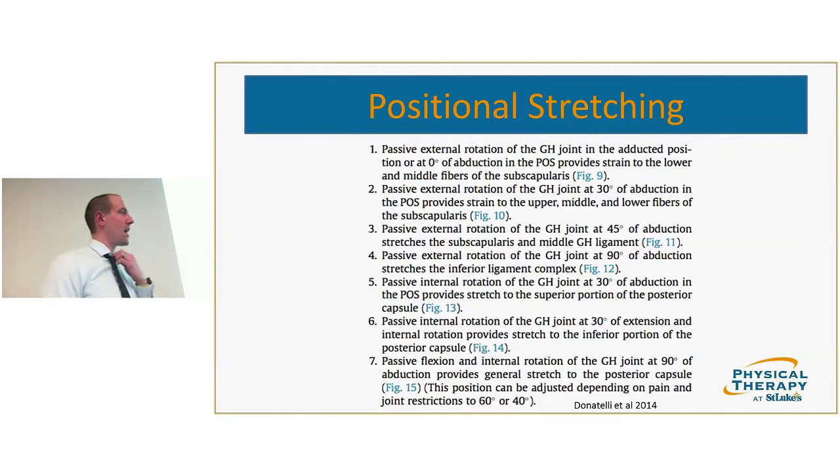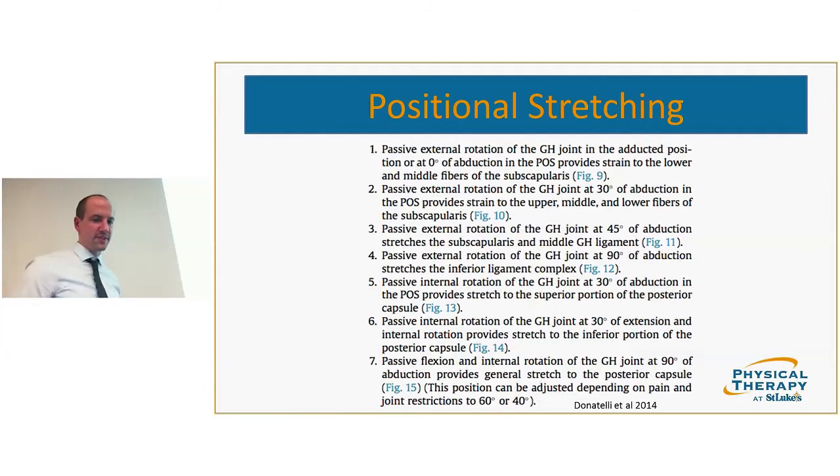Positional stretching is another option. If we don't have the devices, if the patient doesn't have the insurance benefits, we can get a little bit creative of how we set their shoulder up to still get a sustained stretch. I thought this little table was kind of interesting just to think about the way that we can position the shoulder to really target different parts of the capsule and different parts of just the glenohumeral joint in general.